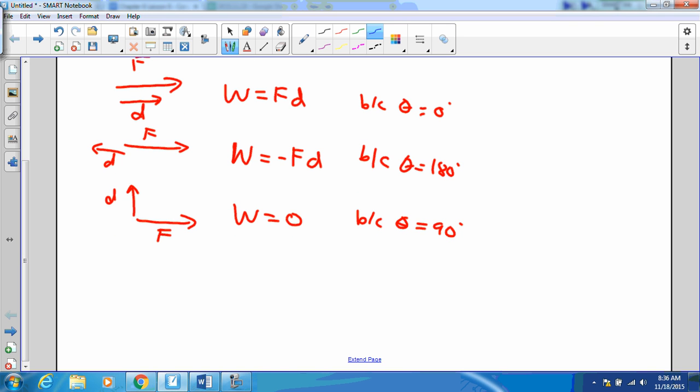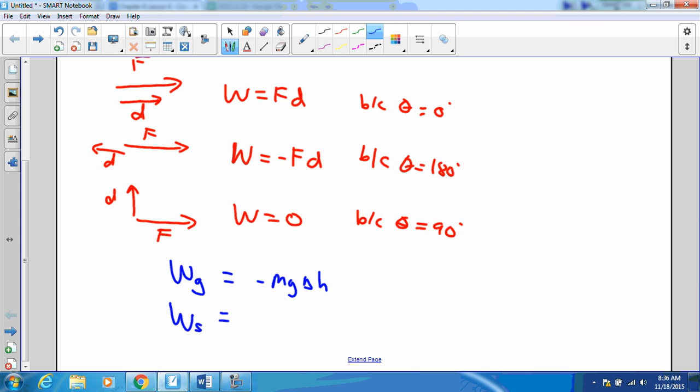And we also computed the amount of work done for a couple of special forces. The first one of those was gravity. So if gravity is doing work on an object, then gravity pulls straight down, and if the object has a delta H that is positive, then the work done by gravity is going to be negative mg times delta H, because gravity is pulling down and delta H is going up.